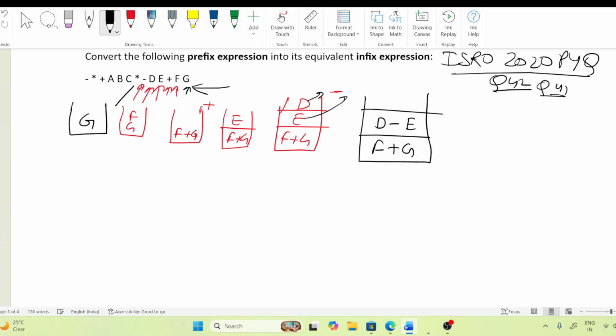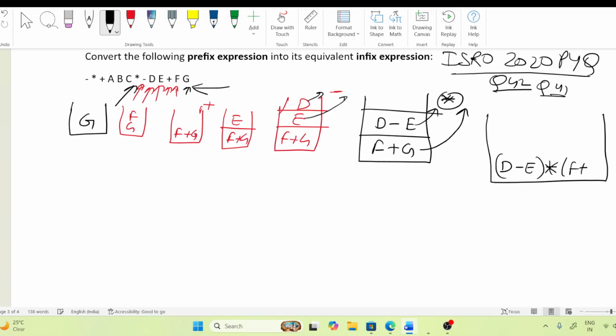Now we are having asterisk. So I am having asterisk over here. Once I have asterisk, it means this will come here, this will come here. So what will it do? Make another big stack. I will have D minus E multiplied by F plus G. Okay. Now let's move ahead.